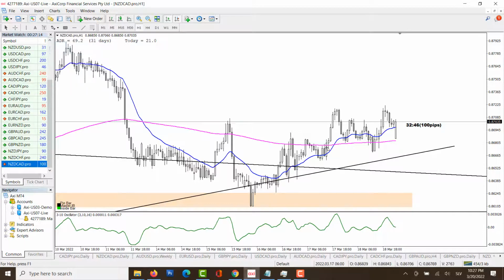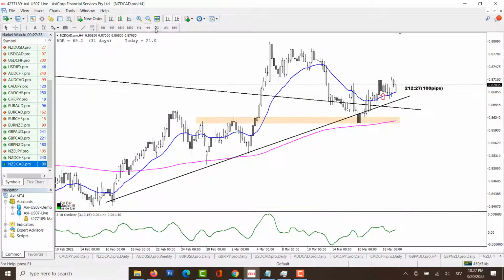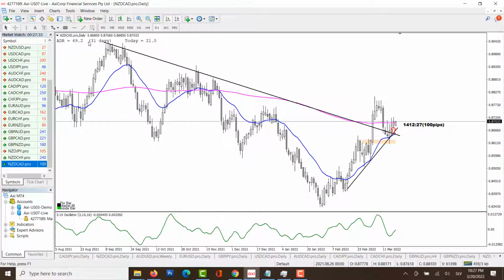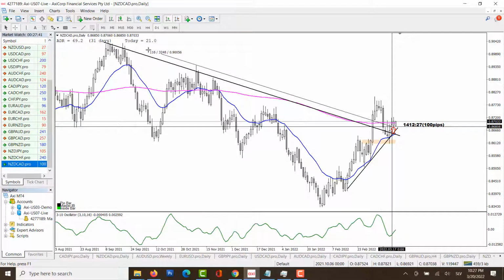Okay, to give you a clue, for anybody who's not in, entry, stop loss down there. Okay, a huge risk reward of 35 to 40 pips compared to the 300 pips potential to the upside.